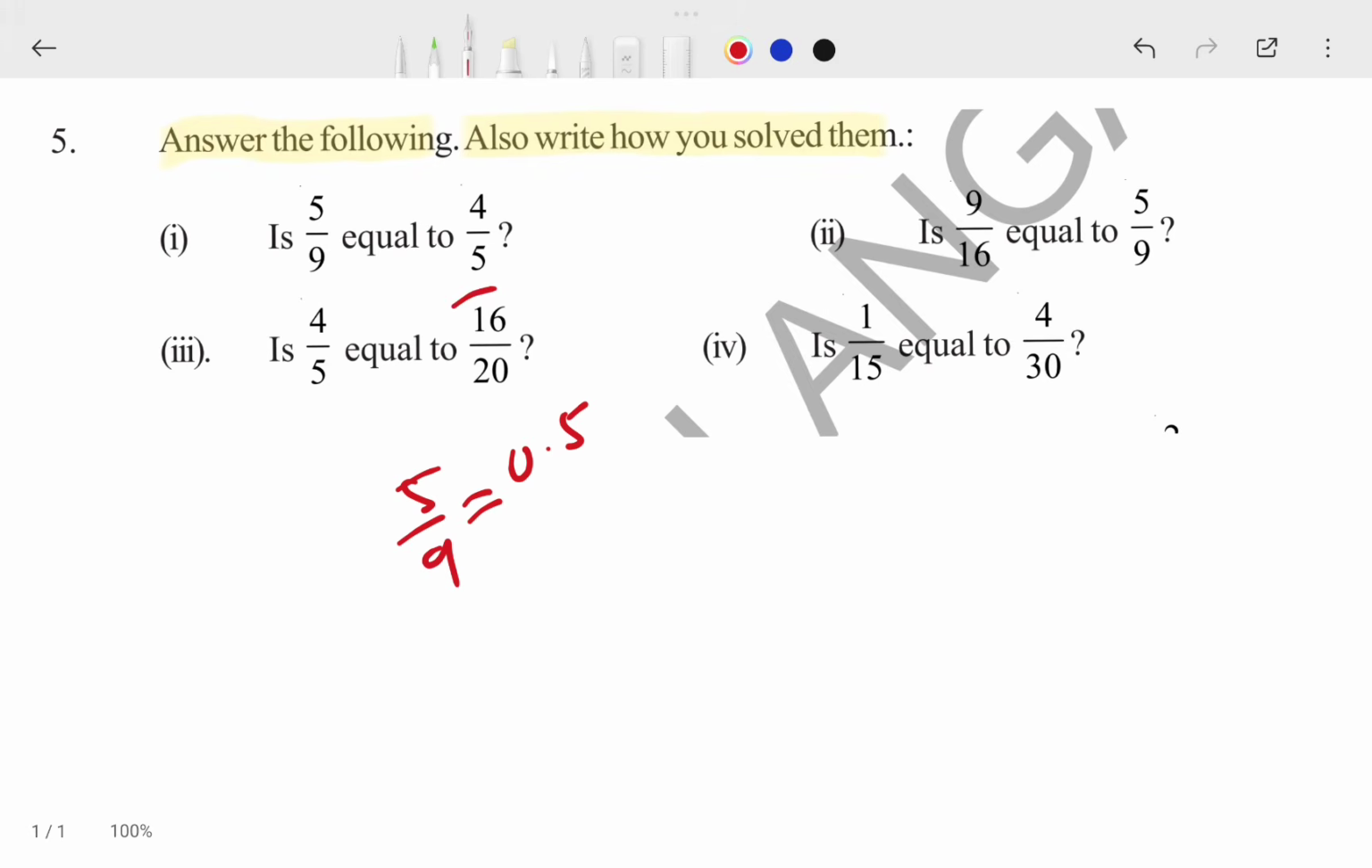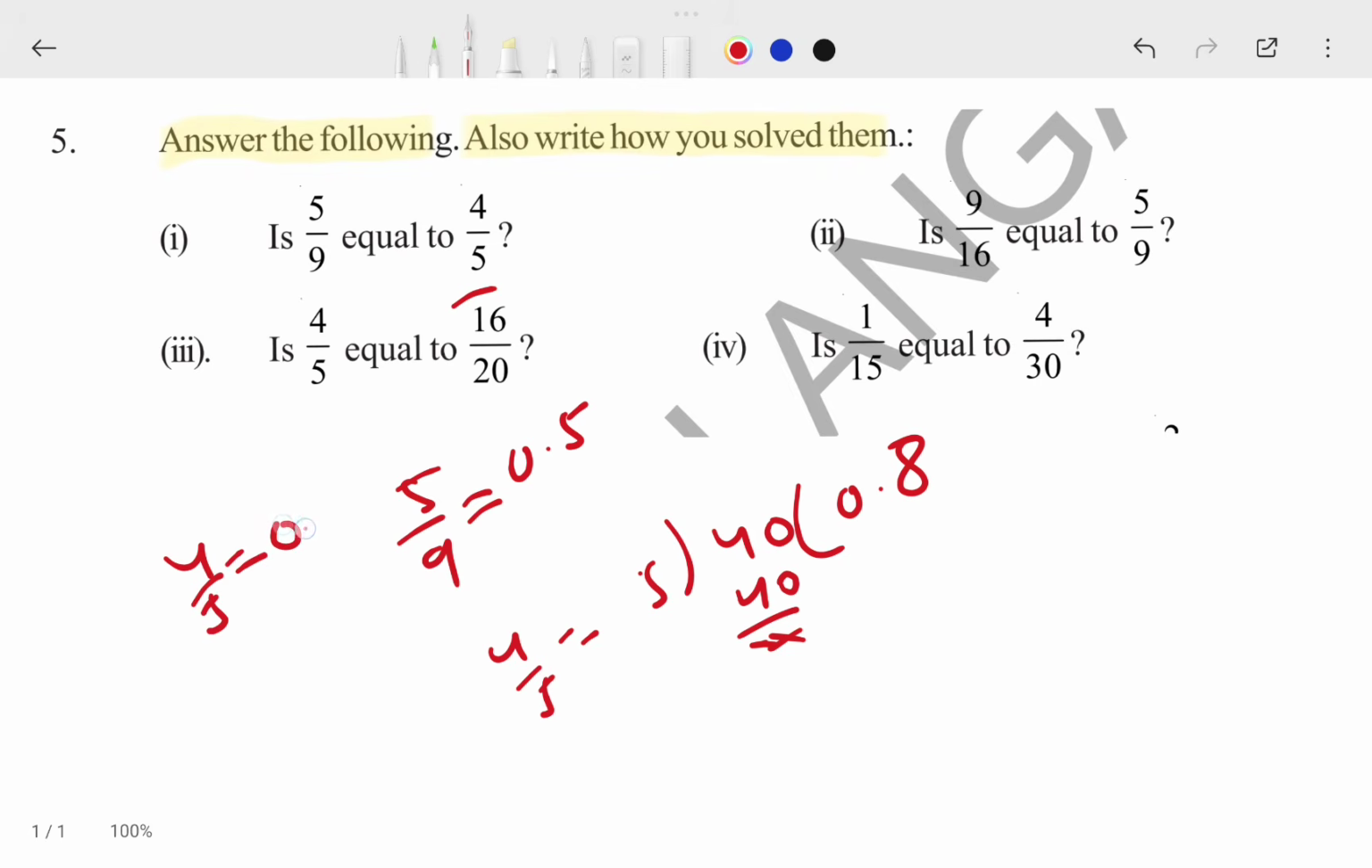Okay, if you find the value of this 4 by 5, it is going to be 0 point something. So in the 5 table, 40 is how many times? Is it 8 times? Okay, 5 8s are 40, it is going to be cancelled. So the value of 4 by 5 is going to be 0.8.